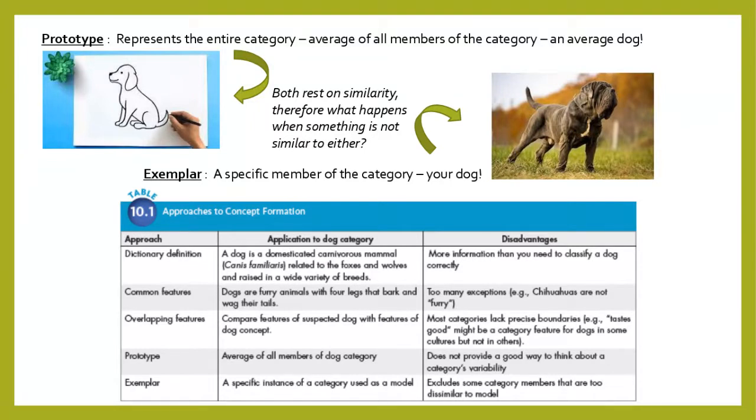You have your prototype, which is the average of all the members of the category, and your exemplar, which is a specific instance of a category. So that's when we think about things and we think about concept formation. Those are the different areas within concept formation we do need to think about: prototypes and exemplars.